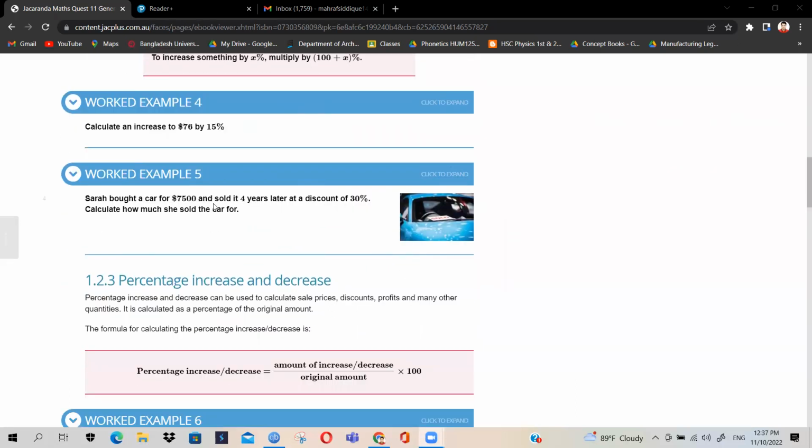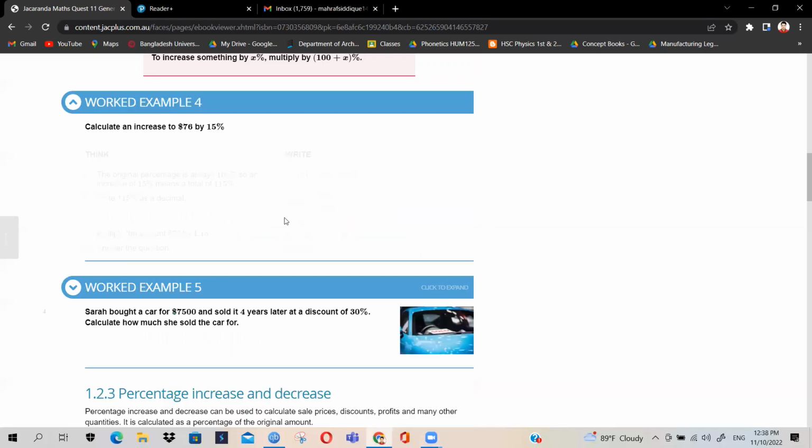Sarah bought a car for $7,500 and sold it 4 years later at a discount of 30%. See the discount. Calculate how much she sold the car for. So you can calculate 70% multiplied by 7,500. So yeah, that is it. You will get the answer.